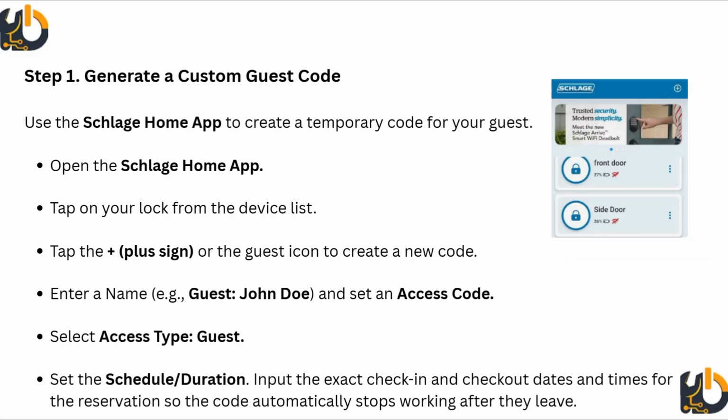Step 1. Generate a custom guest code. Open the Schlage Home app and tap on your lock from the device list. Then tap the plus sign or the guest icon to create a new code. Then enter a name, example guest John Doe, and set an access code. From there, select access type guest.